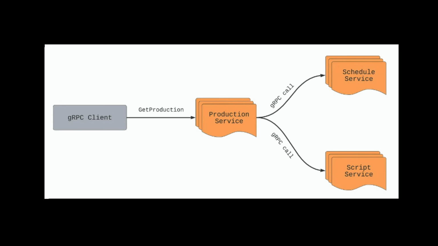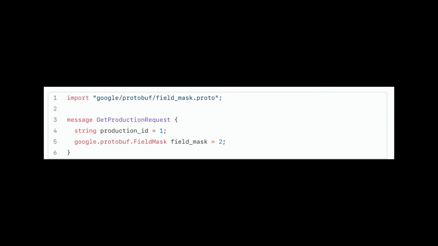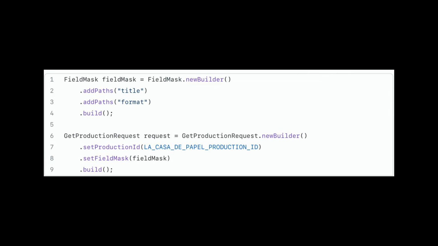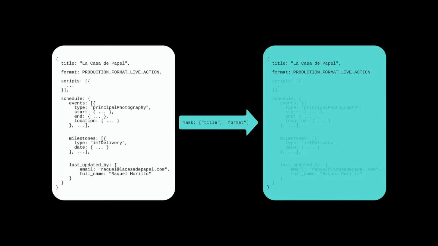The production service will make RPCs to schedule and script services every time getProduction is called, even if clients ignore the schedule and scripts fields in the response. Requesting a large number of fields can make the response payload massive. In this example, if the caller only needs production title and production format, the production service can avoid making remote calls to schedule and script services. Using field mask, we can get only those fields which are required. If a consumer is only interested in production titles and format, they can set a field mask with paths, title, and format.